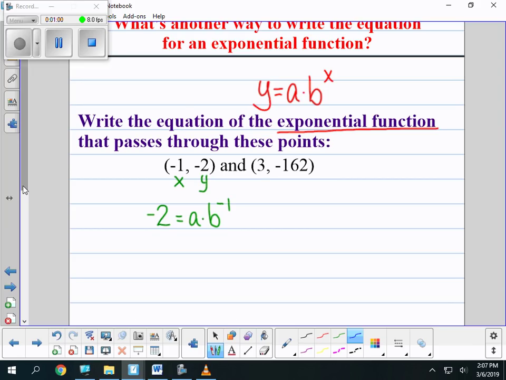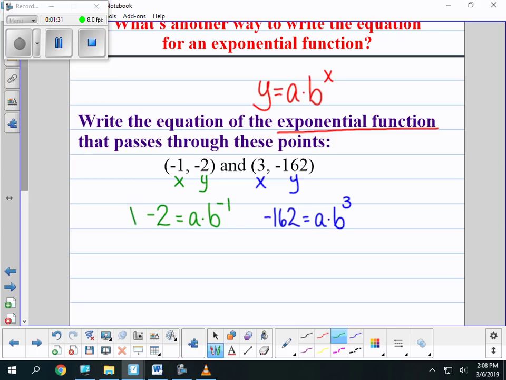My second equation is going to use the other point. x is 3, y is -162. So I'm going to do the same thing. I'm going to plug -162 in for y. I still don't know what a is, and I still don't know what b is, but I know that x is 3, so I'm going to plug it into the exponent. So now I have a system of equations, and even though they're not linear equations, I can still use my solving methods that I use for linear systems. But for right now, I'm going to do it with substitution.